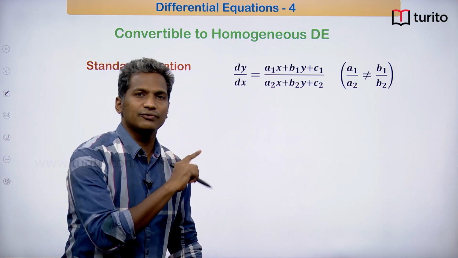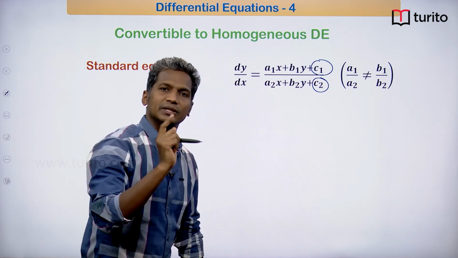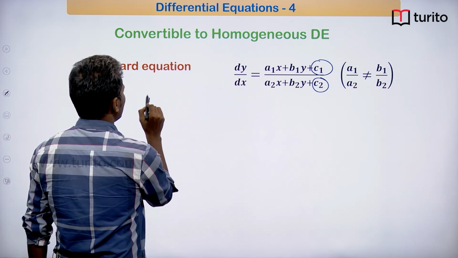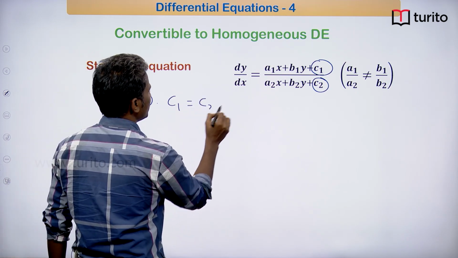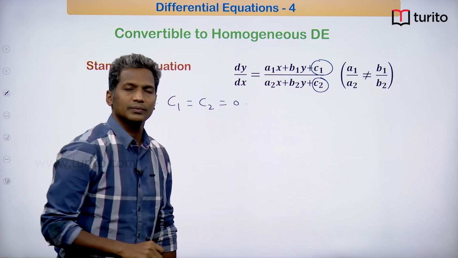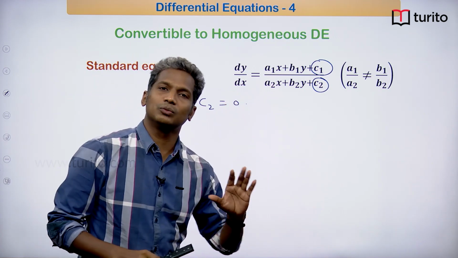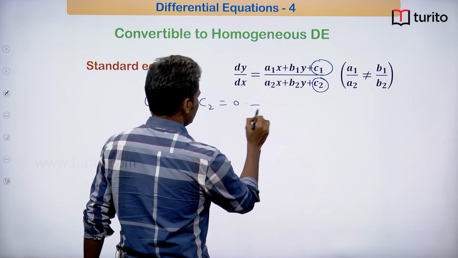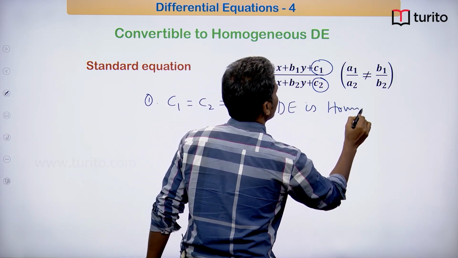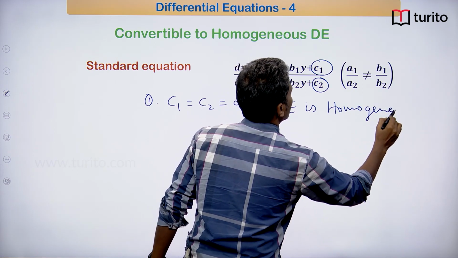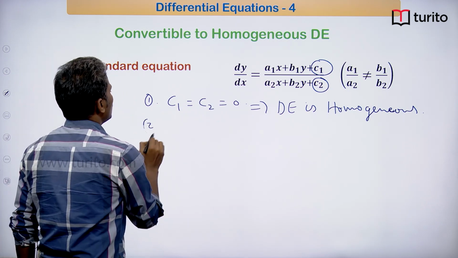Now, the problem with this form is basically this C1 and C2, that is actually the problem. So, let us discuss this qualitatively once. Suppose here if C1 is equal to C2 is equal to 0. If C1 and C2 both become zeros, then basically we are dealing with homogeneous form. Okay. This implies differential equation is homogeneous. Okay, it is homogeneous.